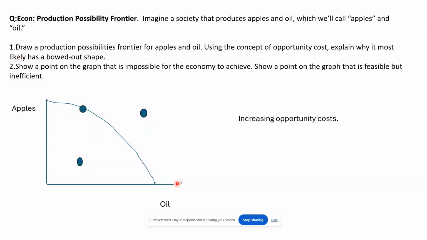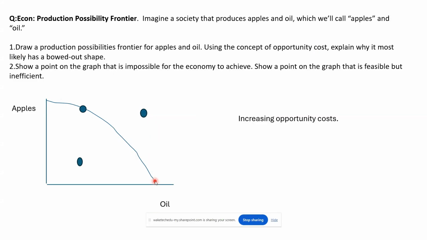Well, the main reason for that is, let's take apples here. If I start out growing apples, the first place I'm going to go is maybe to the northeast where the soil's right and the climate's right for growing apples. So I grow a lot of apples for giving up very little oil. Therefore, my opportunity cost of the first batch of apples is very low. The next set of apples gets a little more expensive, and then more expensive, and then more expensive.